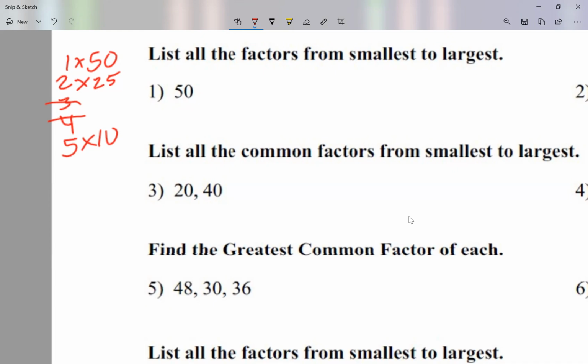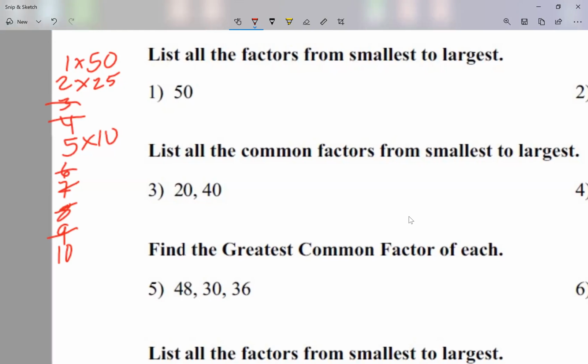How about 6? No. How about 7? Right, I'm thinking of my list. I go 6, it didn't work. How about 7? Nope, 7 doesn't work. How about 8? 8 times something equals 50? Nope. How about 9? No. Then I go, how about 10? 10 does work, but I'm going to stop here on this one because 10 is already on my list.